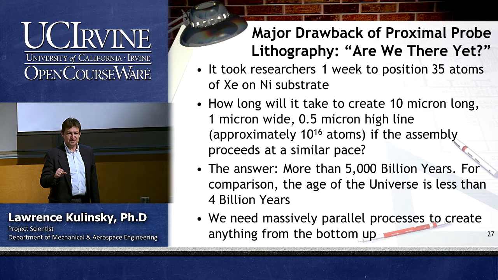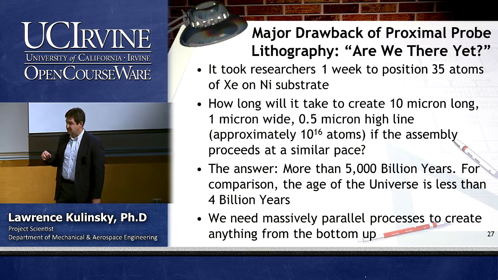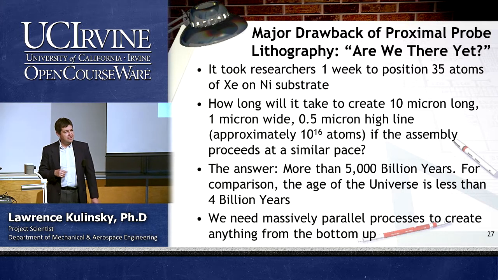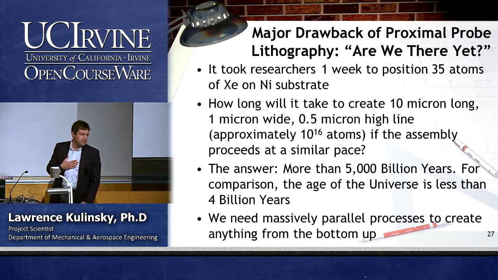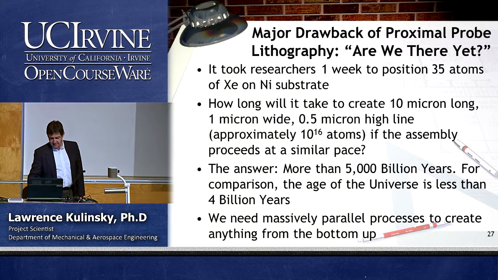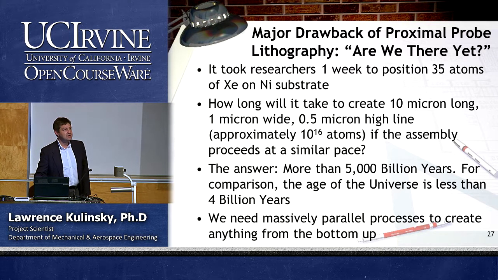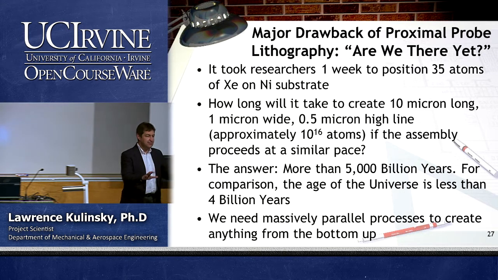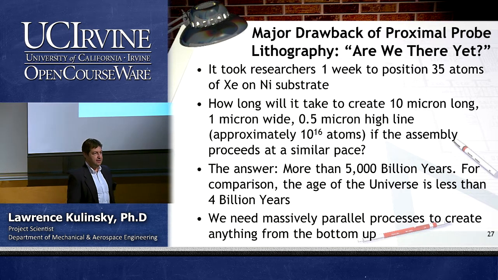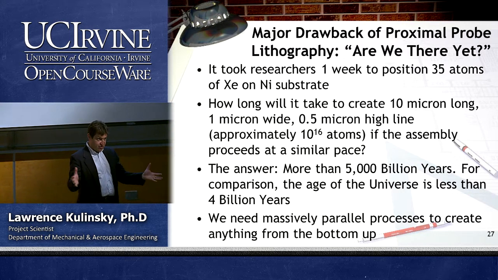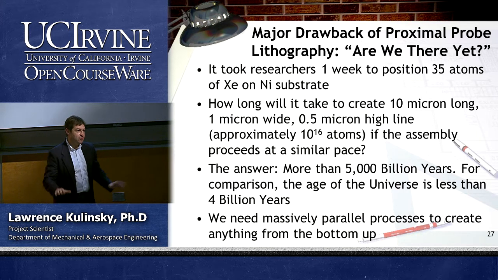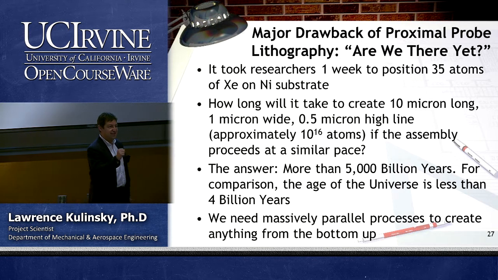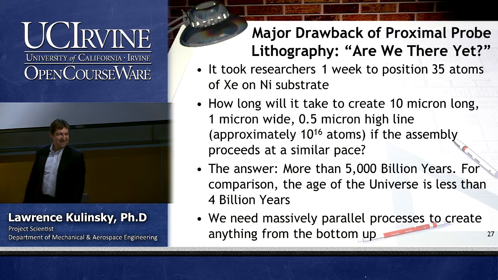So what is the age of the universe? Do you remember? 13 billion, something, 13.2 billion, right? Maybe I think 4, but maybe you're right. Maybe 4 is the age of the Earth. Okay. So it takes 5,000 billion years to put together that line. So it's actually forever, okay? So you need very dedicated researchers to do that, okay?